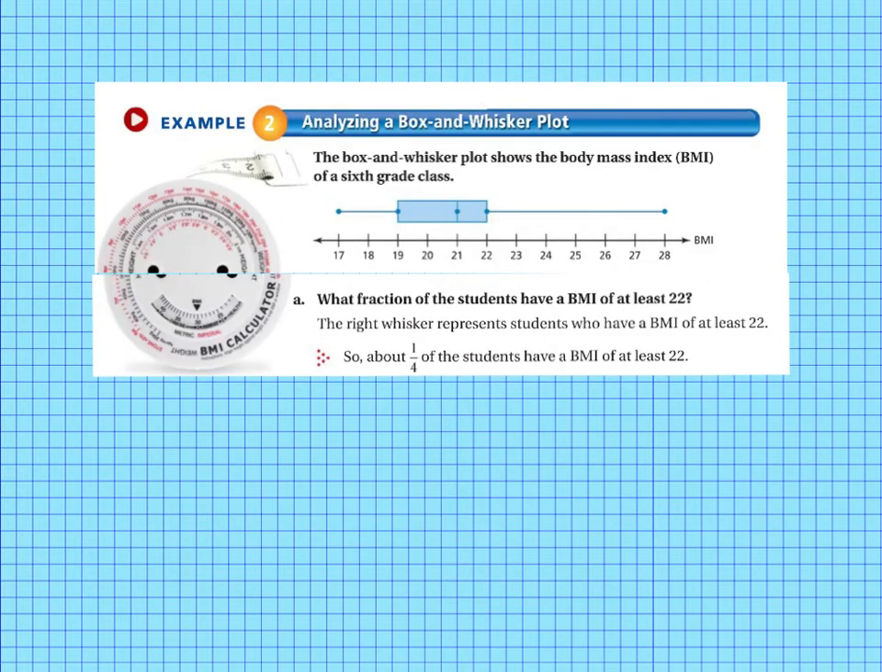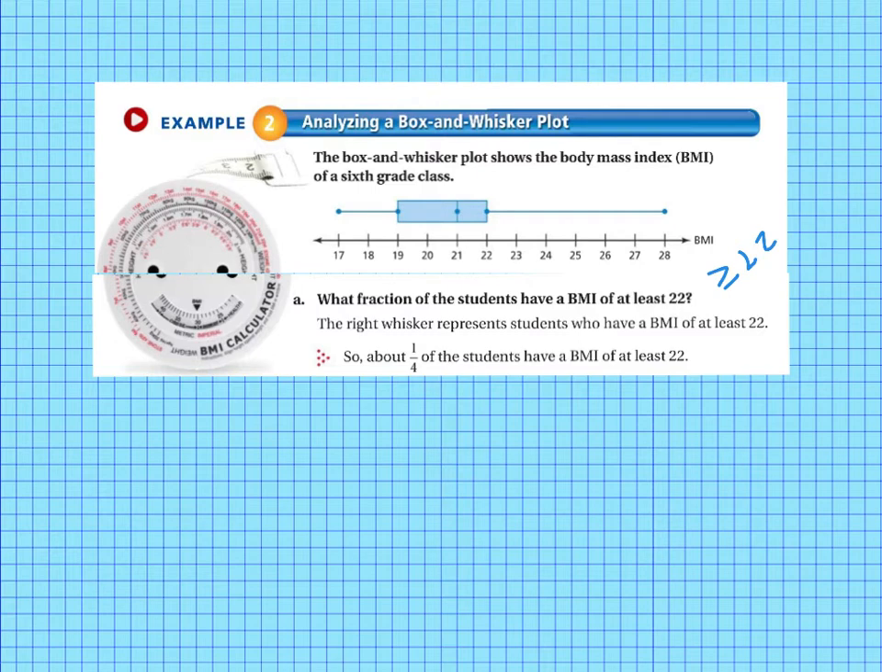So let's look at example 2. We're analyzing the box and whisker plot. The box and whisker plot shows the body mass index, BMI, of a 6th grade class. And we're looking at just 2A for right now. And the question is, what fraction of the students have a body mass index of at least 22? So that means greater than or equal to 22.